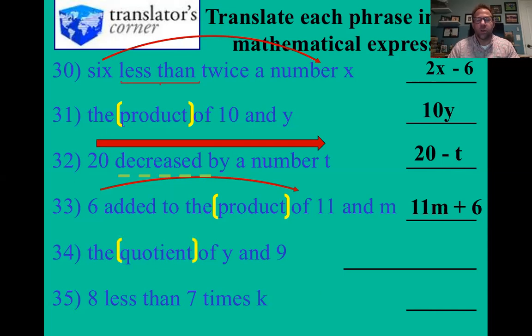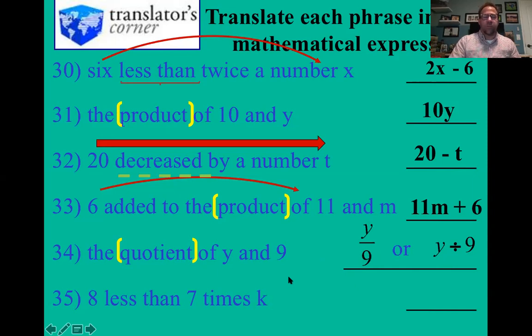The quotient, there's a private party word. The quotient, so that means division. So who's at this private party? y and 9. So we have y divided by 9. Or you could write it kind of the old school, elementary way, y divided by 9. This would be more of elementary, junior high, middle school. This would be more of the high school way to write it. So both are correct, but this is more of what we're looking for. The quotient of y and 9.